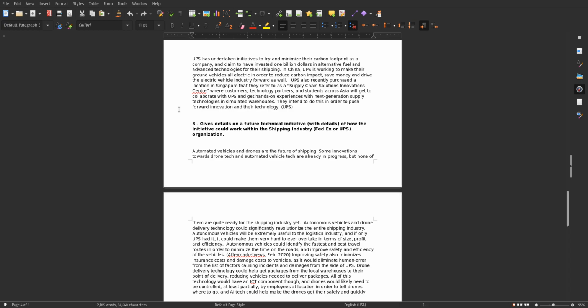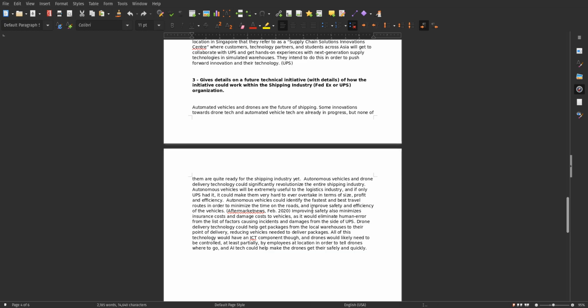Next part is to give details on future technical initiative. So, my technical initiative was automated vehicles and drones. I figured we might as well combine the two since they go so well together. Some innovations towards drone tech and automated vehicle tech are already in progress, but none of them are quite ready for the industry yet. Automated vehicles and drone technology could significantly revolutionize the entire shipping industry in many ways.